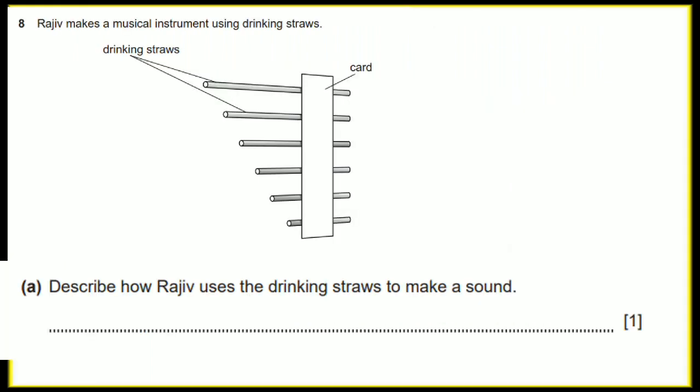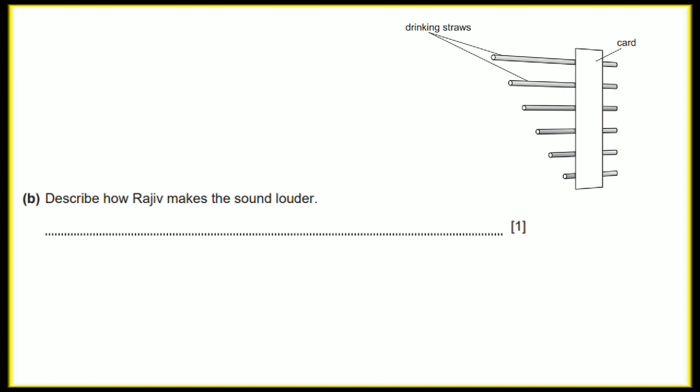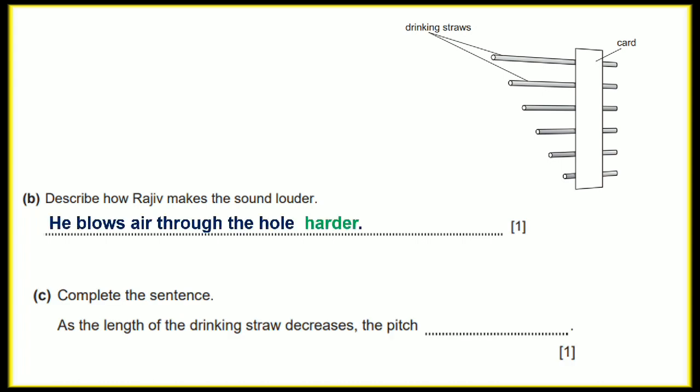Question 8. Raji makes a musical instrument using a straw. Describe how Raji uses the drinking straw to make sound. It has a hole. He blows air through the hole of the straw. Describe how Raji makes the sound louder. There are different ways. He blows through the straw harder. As the length of the drinking straw increases, the pitch decreases, so it has less frequency.